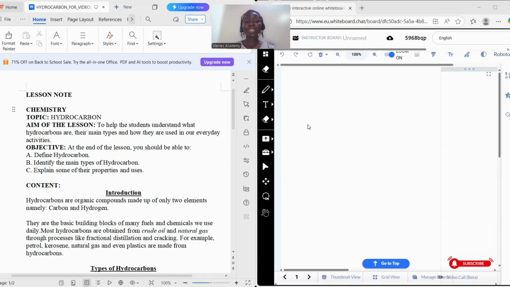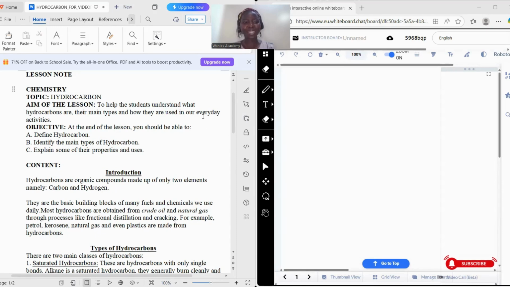Today's subject is chemistry, and we'll be looking at hydrocarbons. Let's look at the aim of the lesson and the objective. The aim of the lesson is to help you understand what hydrocarbons are, their main types, and how they are used in our everyday activities. At the end of this lesson, you should be able to define hydrocarbon, identify the main types of hydrocarbon, and explain some of their properties and uses. Now let's dive into the lesson.